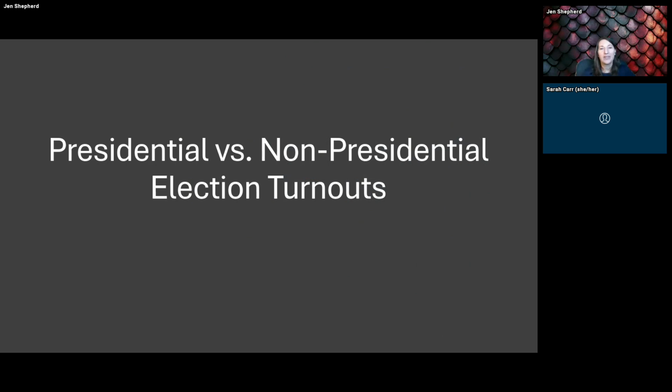Third category, and this is the one that I think a lot of our presenters were intrigued by as well, is this idea that the proportion of our population who votes absolutely varies whether they're electing a president or not electing a president. There is just a lot of difference here. And I found this really interesting too.